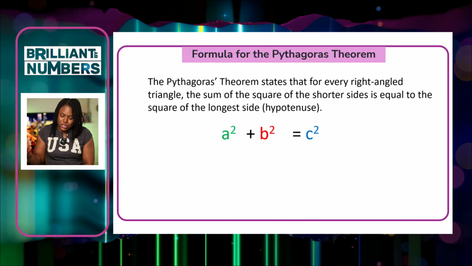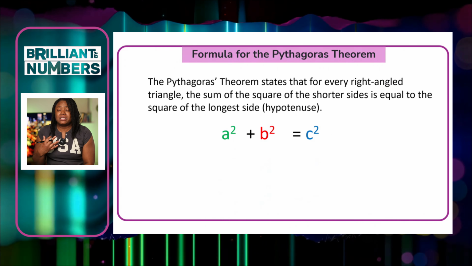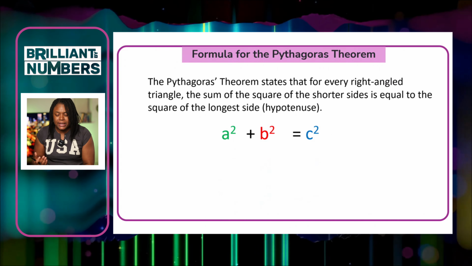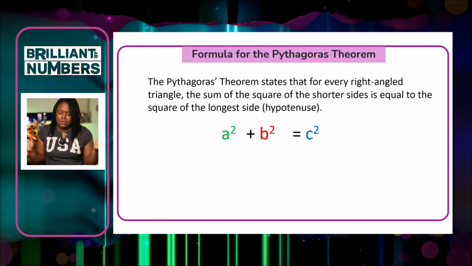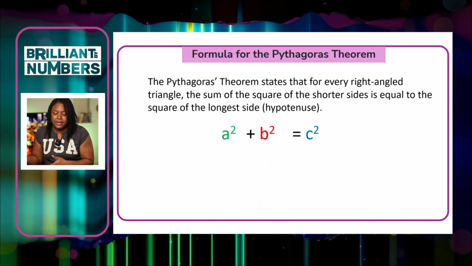Very important that we know the mathematical language. The correct word for the longest side is the hypotenuse. Hence, A squared plus B squared will be equal to C squared always. Now, we could also use other letters as well. What if we say E, F, G?